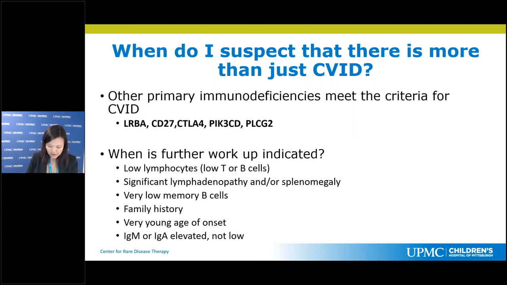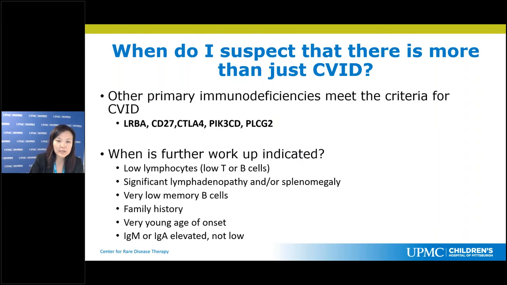So I think the second half of my talk really is about when do I suspect that there's something more than CVID, right? If you look at the criteria that I showed you, low IgG plus low IgM or IgA, having poor response to vaccine titers is another criterion. There's actually several other what we call monogenic disorders. Monogenic meaning that there are defects in certain genes that relate to this disease. So there's LRBA, CD27, CTLA4, PI3 kinase, and PLC gamma 2. The way these diseases present, they would meet the clinical criteria for CVID, but they are not CVID and they have other features, right?